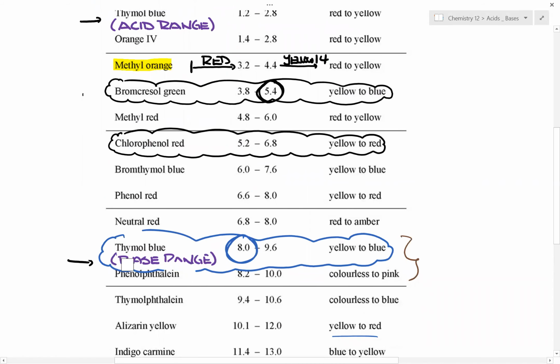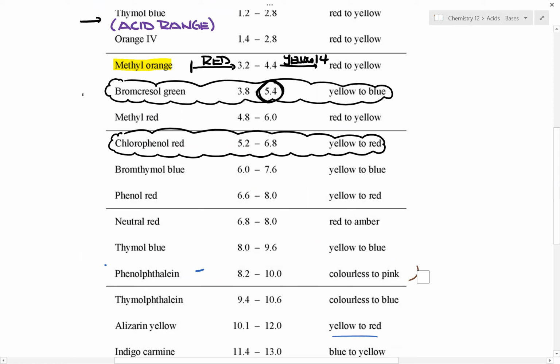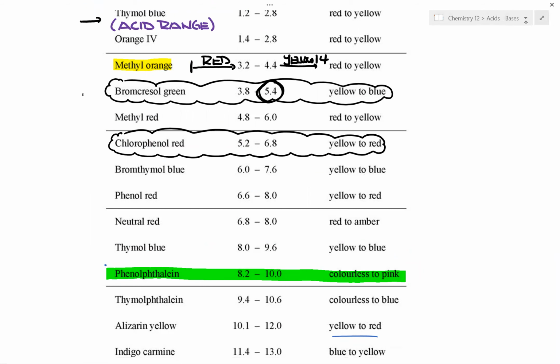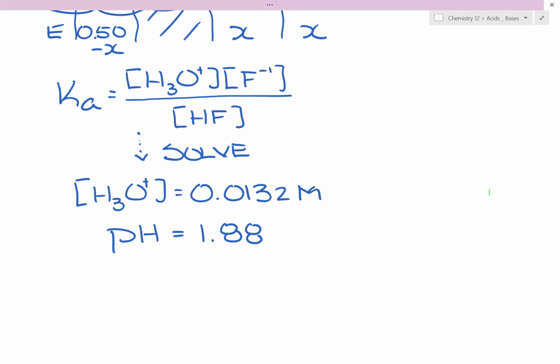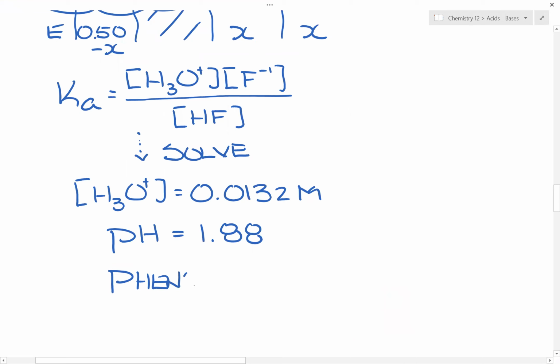Now for a pH of 1.88, if we look at our indicator chart for phenolphthalein, the range is 8.2. Let me erase this here so that's a little bit clearer. So for phenolphthalein, we look at the color. It's 8.2 to 10, colorless to pink. So since it is 1.88 for HF, phenolphthalein is clear.